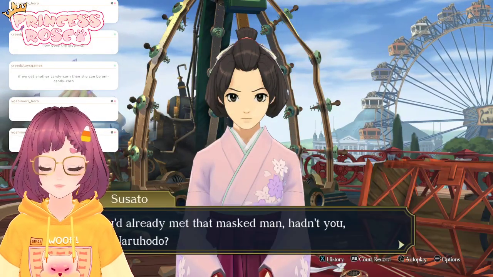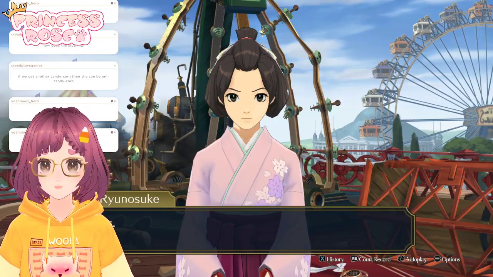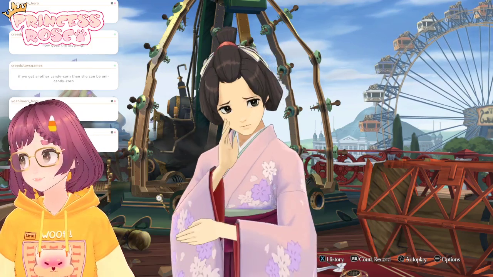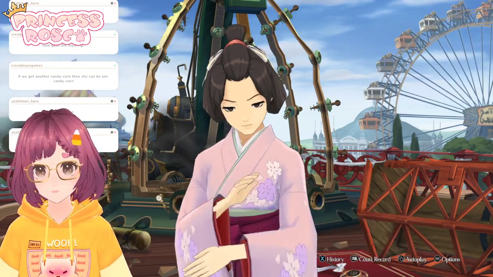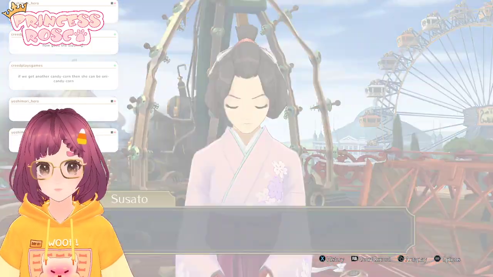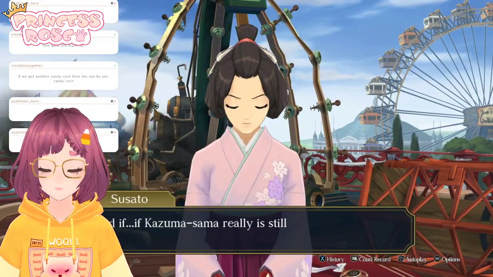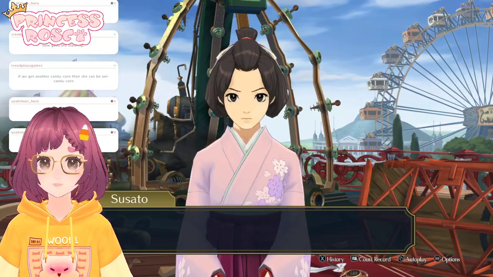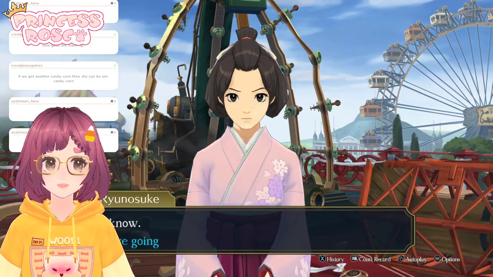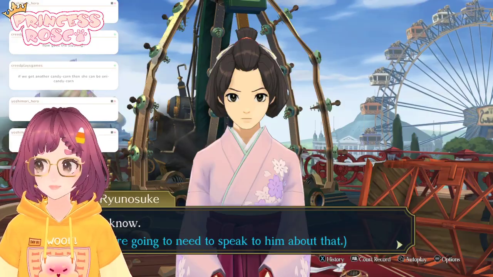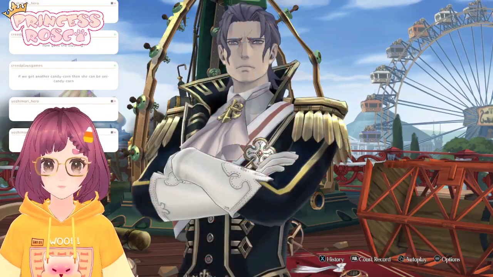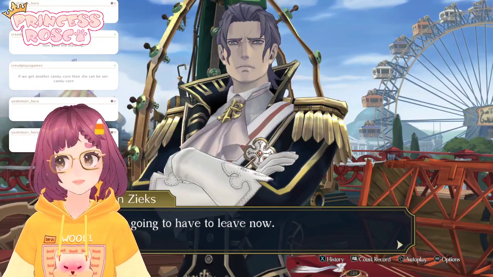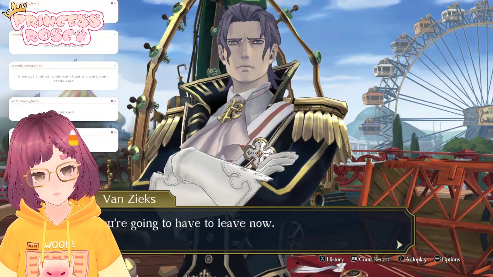You'd already met that masked man, hadn't you, Mr. Naruhodo? Yes, yesterday in fact, at Lord Van Zeek's office. I see. And if Kazuma-sama really is alive, it means that Mr. Sholmes lied to us. I know. We're going to need to speak to him about that. Oh, is Mr. Sholmes the one who did the quote-unquote autopsy then, perhaps?